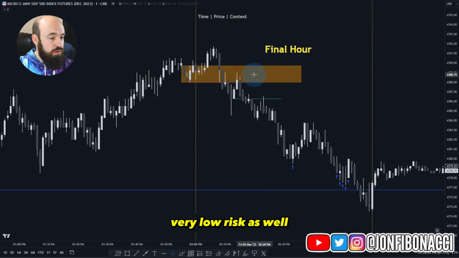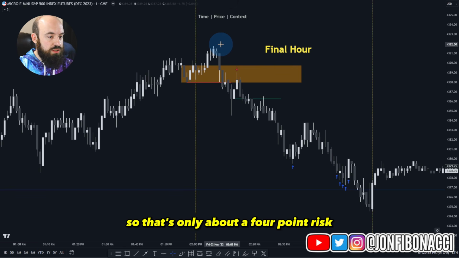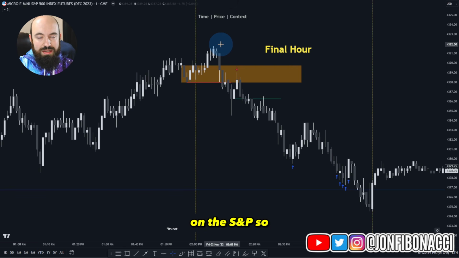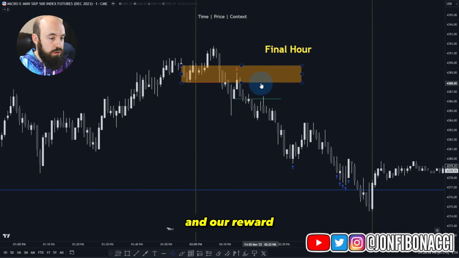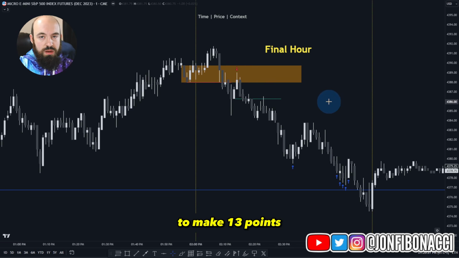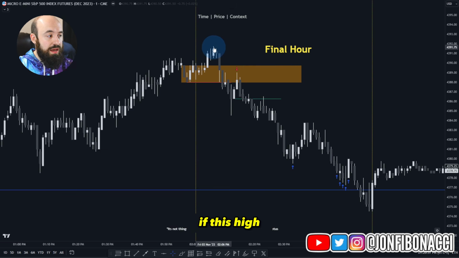Now, this is also very low risk as well, because if you think about it, let's say 43.88, this high is 43.92 if we round up. So that's only about a 4-point risk on the S&P. So that's low risk, and our reward was, I think, down to 75. So 13 points of potential profit. So risking 4 points to make 13 points, not bad. Now, how do I know if this high has been set?